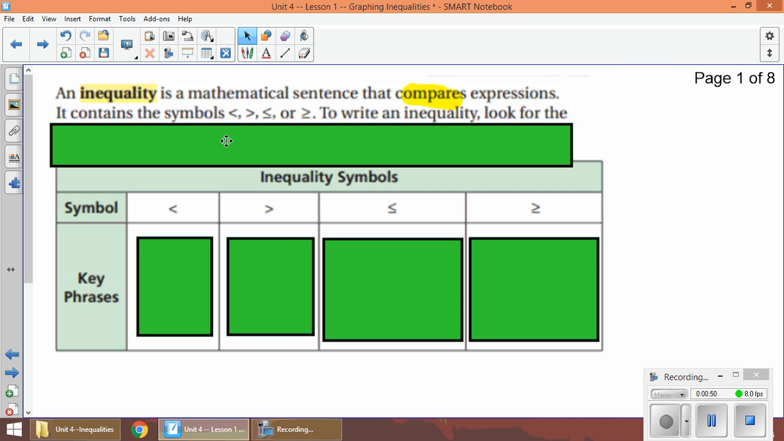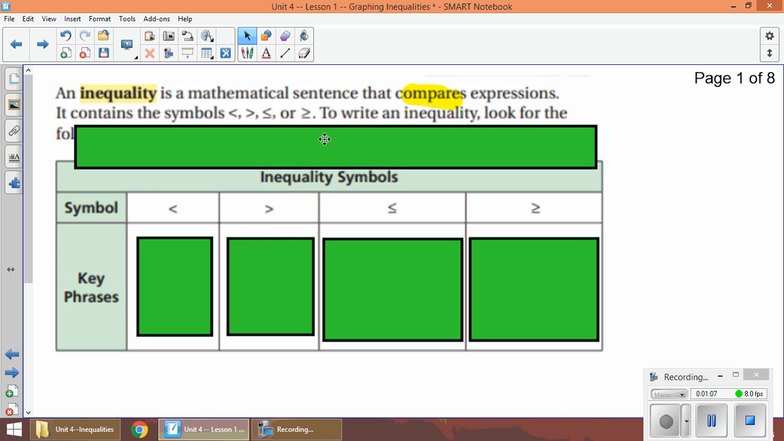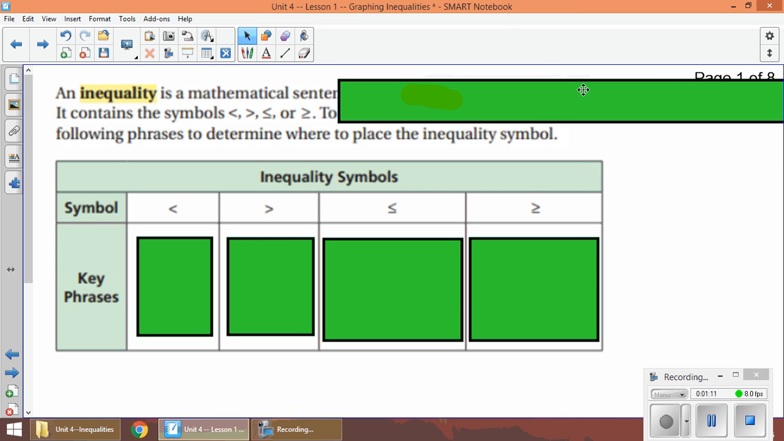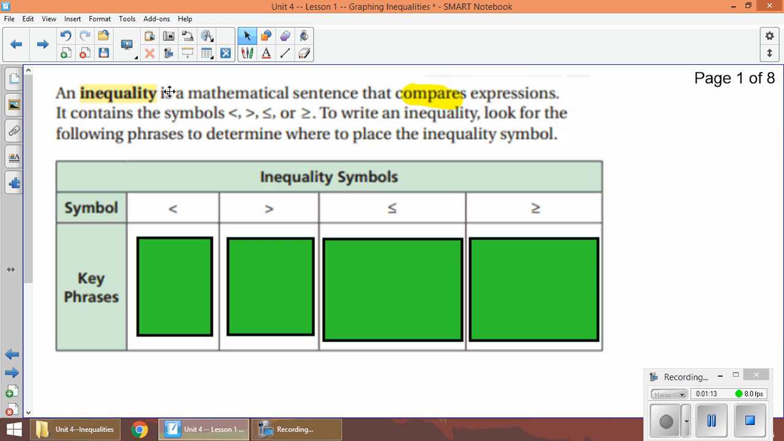It contains the symbols less than, greater than. This one, the less than with the line underneath it, is less than or equal to, or greater than or equal to. So please make sure you write this whole sentence down. To write an inequality, look for the following phrases to determine where to place the inequality symbol.